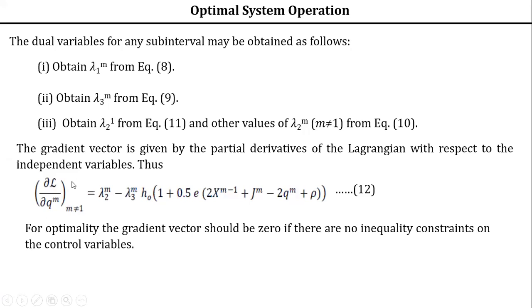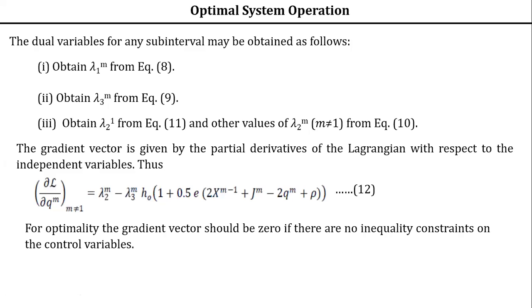That means for optimality, this gradient vector must be equated to 0 if there are no inequality constraints. Understood? So that is the thing we have to consider. Sometimes they may ask for the hydrothermal solution, how we are going to get it: optimal scheduling of hydrothermal generation. Till this point, you have to get the optimization problem as well as your solution.